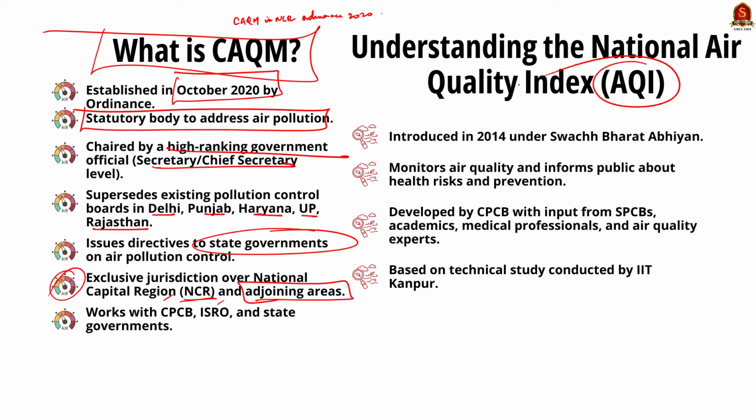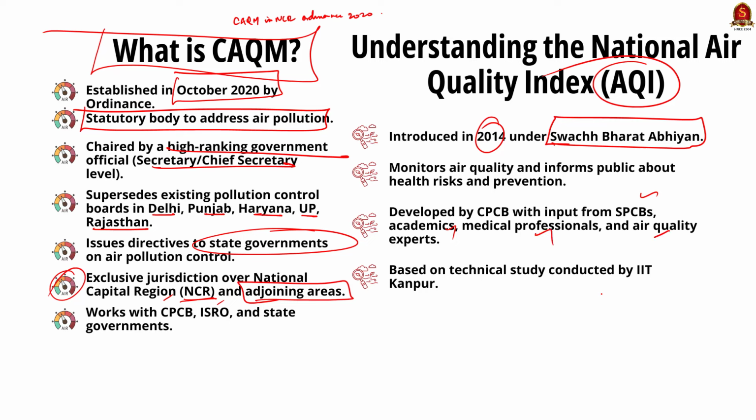See, the introduction of the National Air Quality Index in New Delhi in 2014 was a part of the Swachh Bharat Abhiyan initiative aimed at monitoring India's air quality index. See, government organizations are responsible for disseminating the information to the public regarding health risk and preventive measures. So, a committee of specialists comprising members from the SPCB, academicians, medical professionals and air quality experts has been established by the Central Pollution Control Board.